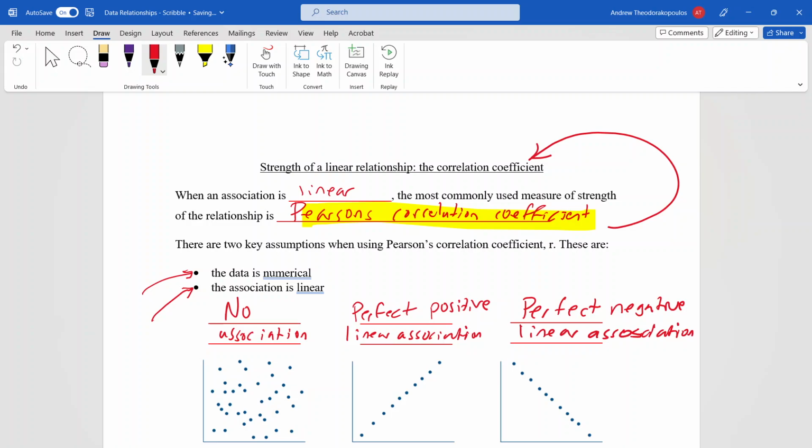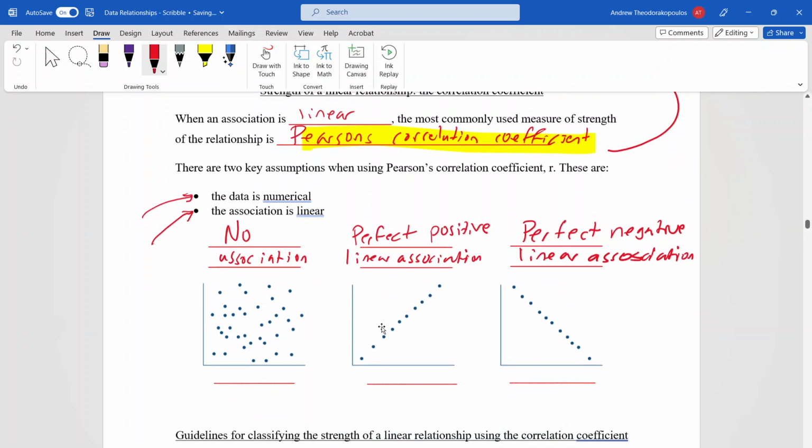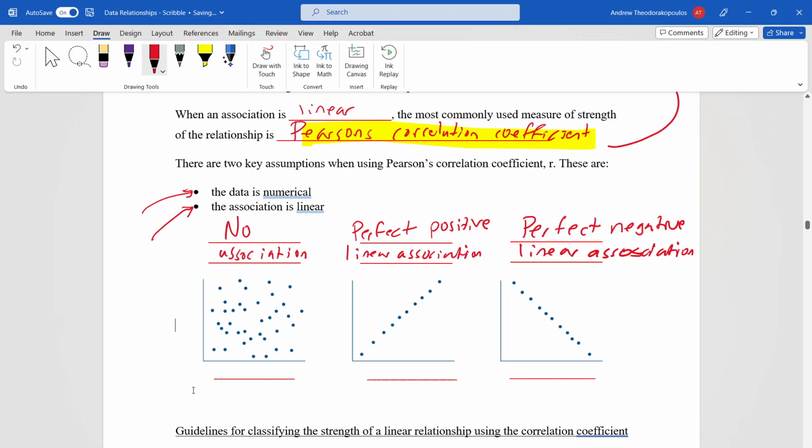Can't spell today. So, if there is something that has no association, well, we're going to say that this R value is 0. Now, I did say R. R is the word that we use. So, for up here, okay, R is our correlation coefficient. Okay, so rather than writing Pearson correlation coefficient is 0, we just say R is 0. If we say that something's perfectly positive, we say that the R value is 1. And if we say that the association is perfectly negative, then we have an R value of -1.